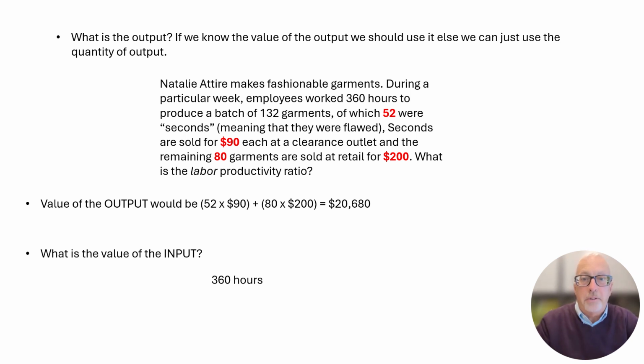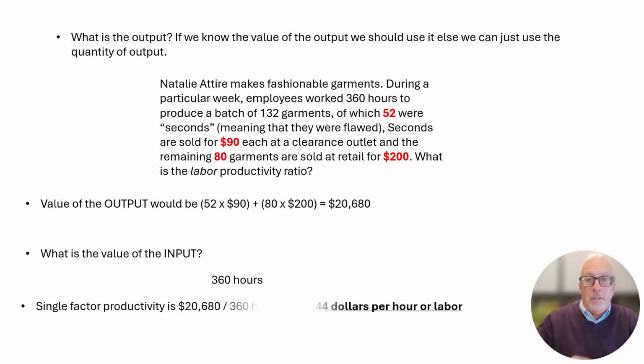Now our input, if we read the problem, there really is only a single input that's given to us, and that's that we worked 360 hours. So our productivity, single factor, is going to be the value of the output, 20,680, divided by 360 hours.